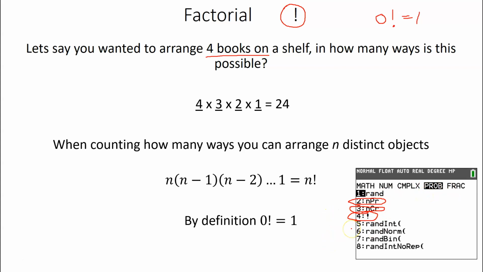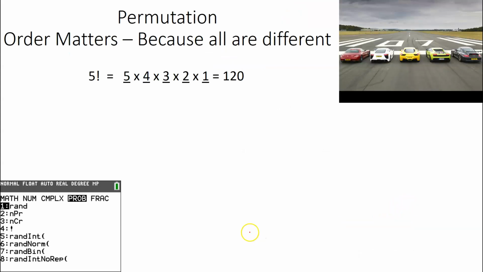And so you'll be visiting this probability button quite often. We already looked at in a different video lecture the random integer. That was right here. So there's quite a few of these buttons under probability that we end up using. So let's talk about the permutation.